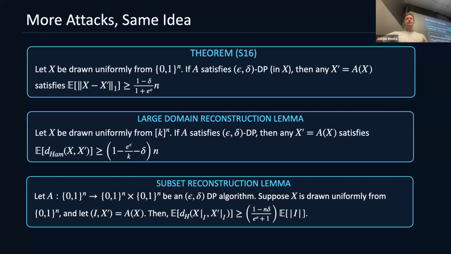Capital I is the index set output by your algorithm. It's the set that it is trying to reconstruct, and it's a subset of n. So I kind of encoded that as {0,1}^n. Does that make sense?